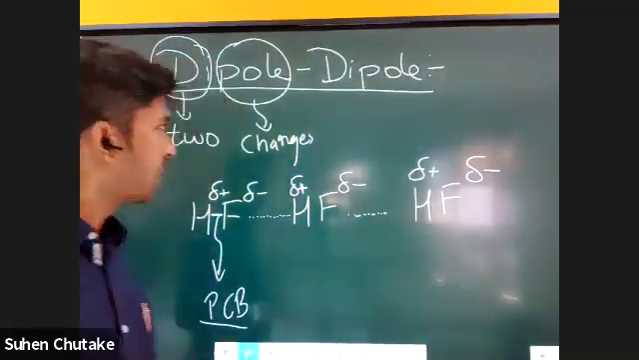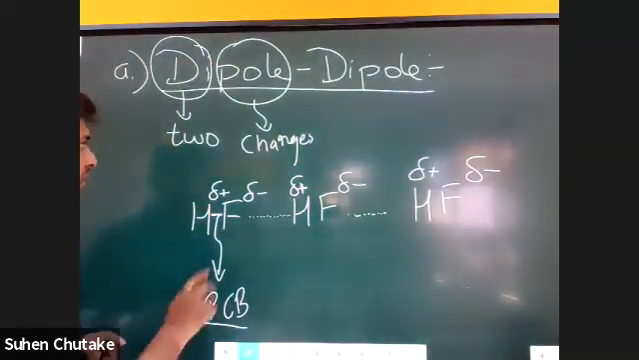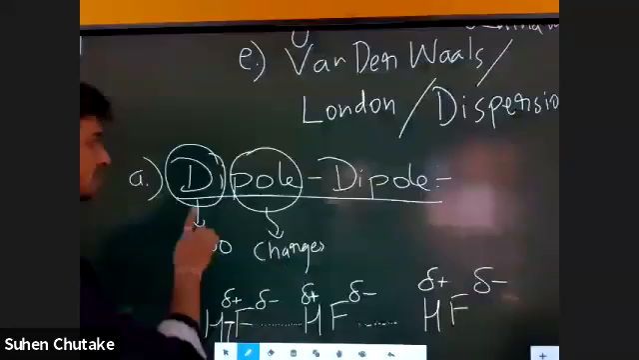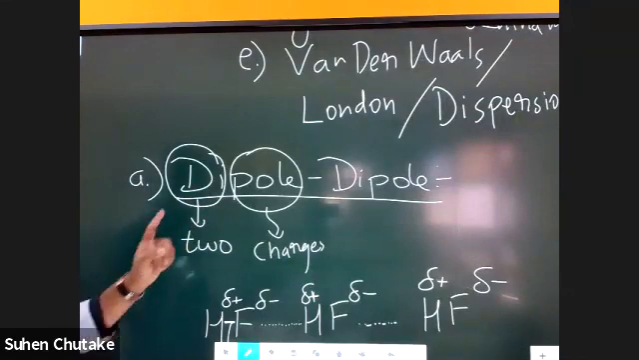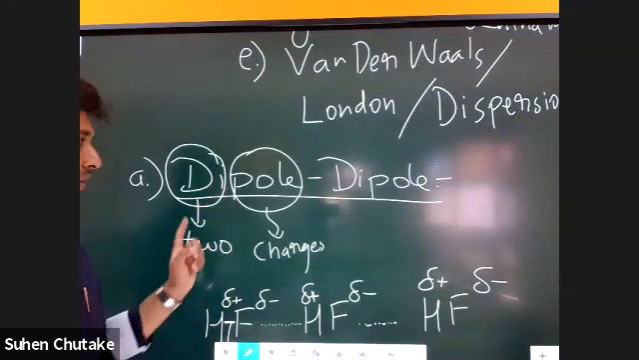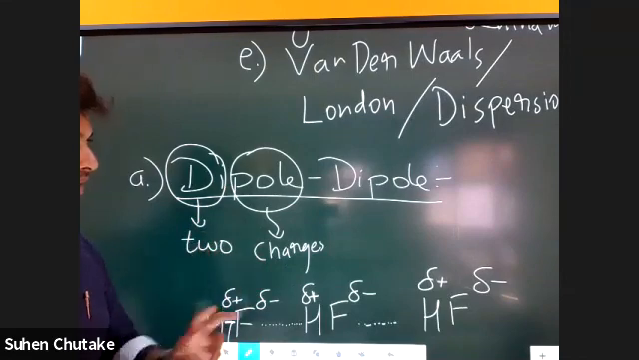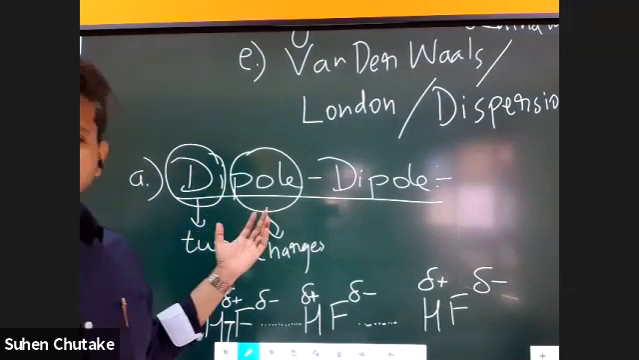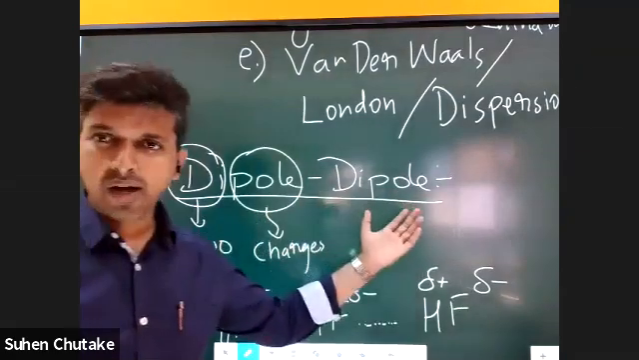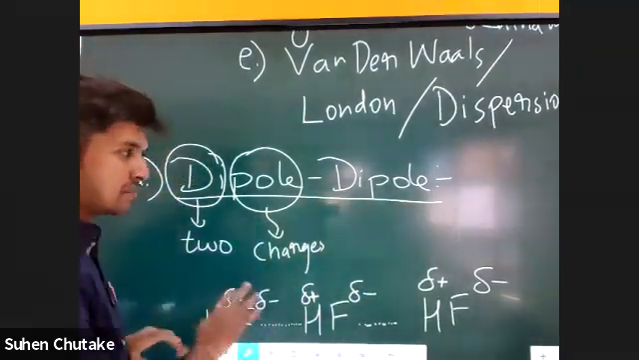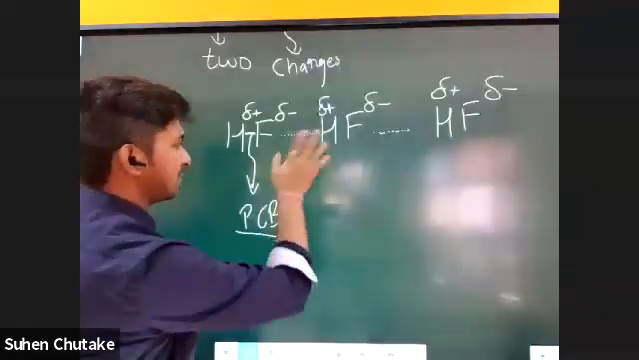Now, this is one dipole. First of all, what is the meaning of dipole? Di meaning two, pole meaning charges. So we are having two charges. That is the meaning of dipole. So one dipole will have two charges, and this other dipole will have two more charges. So there is going to be attraction between the dipoles. As simple as that. So if I take HF, here I've taken HF.